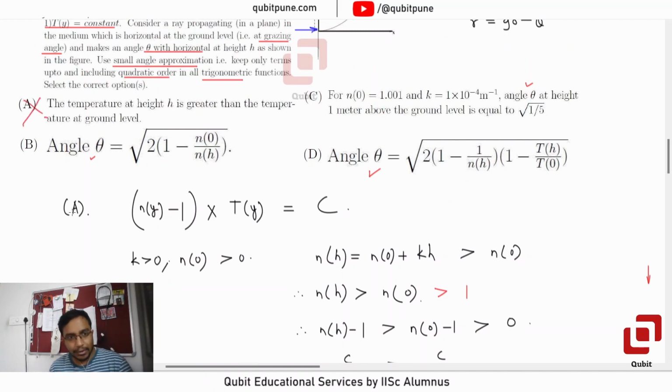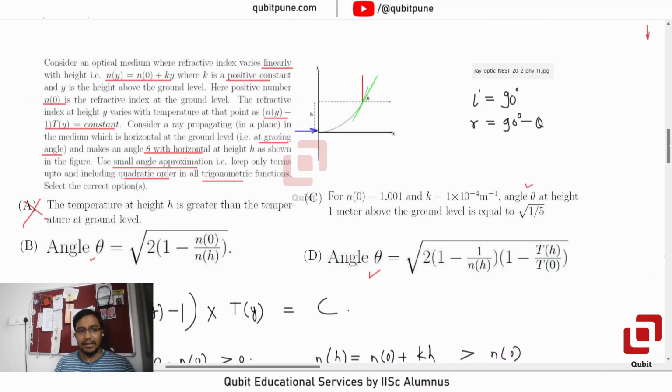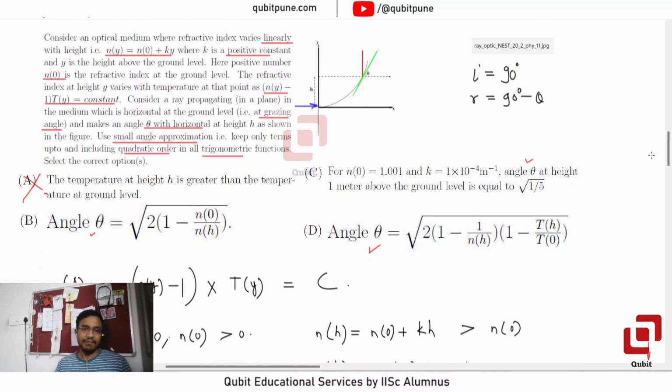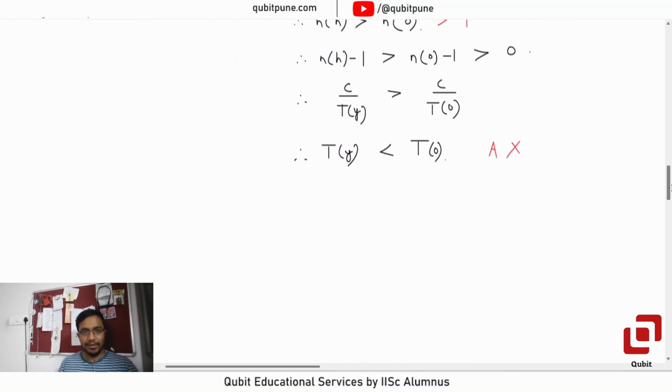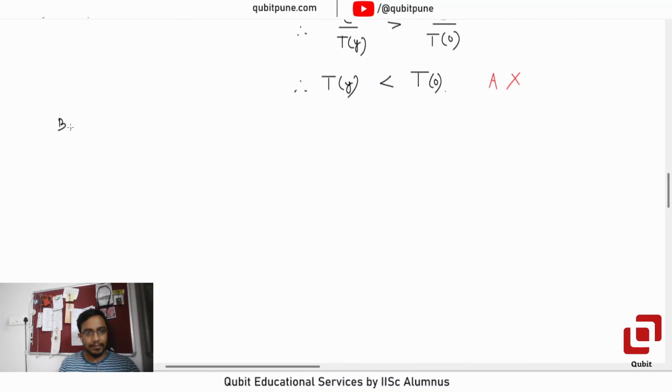Now let us come to options B, C and D. Take care. In order to find the angle theta, we have no other option but to apply Snell's law. But we have to apply Snell's law in its differential form. Now what is meant by differential form? Snell's law in differential form.